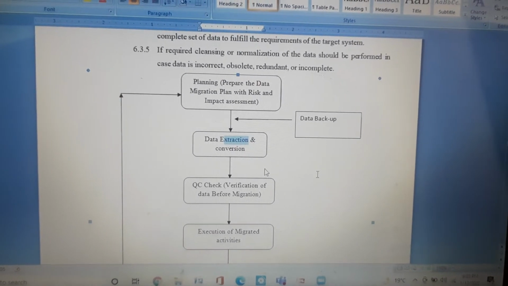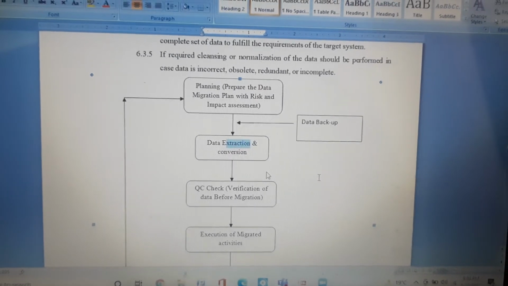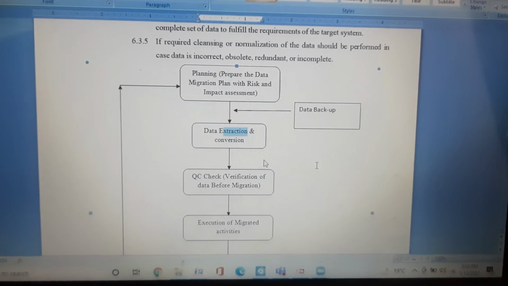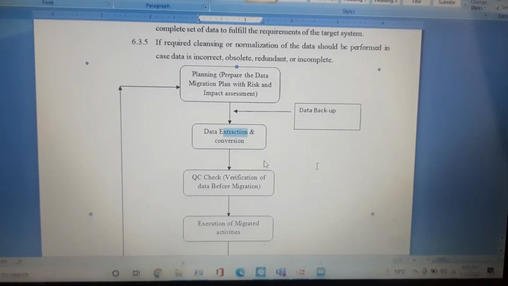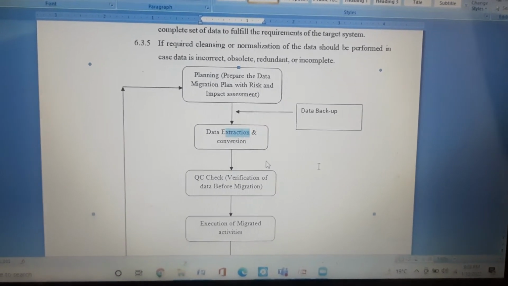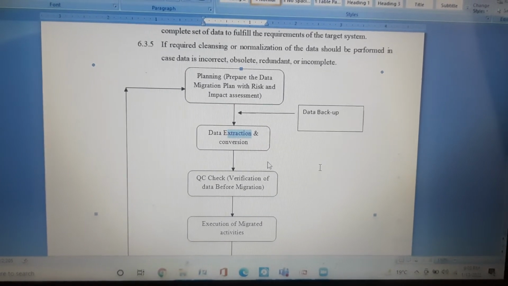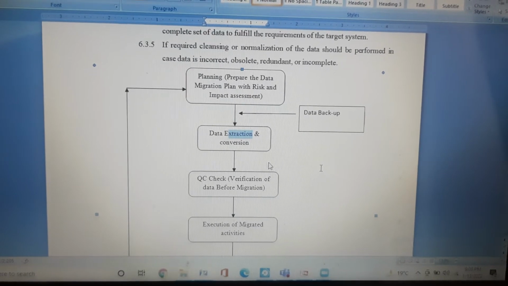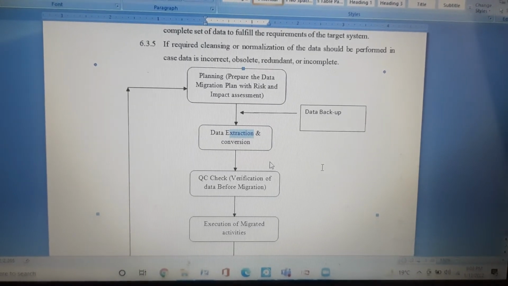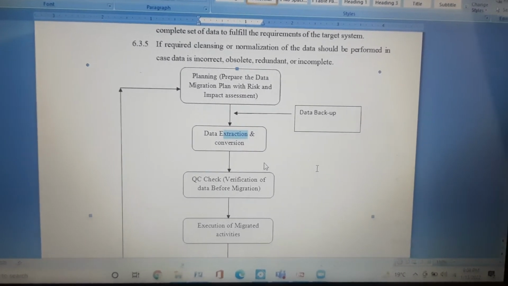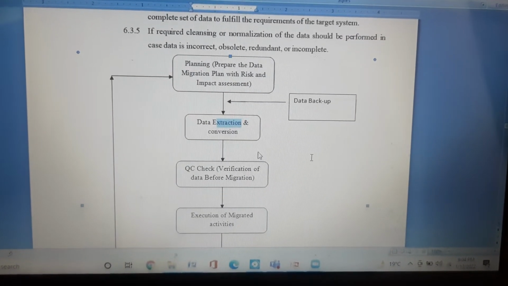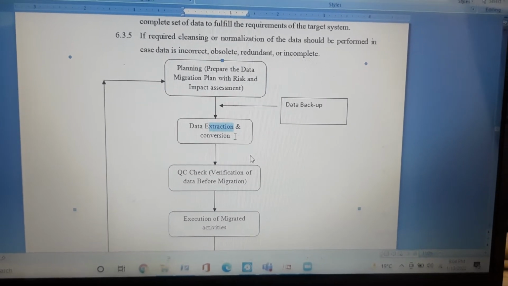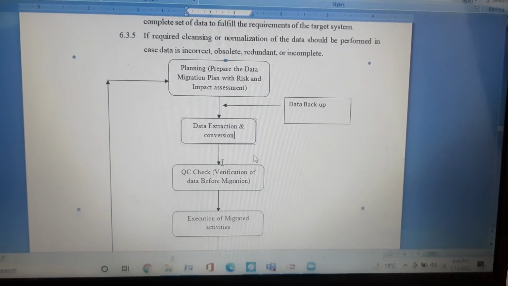Then conversion. Sometimes there is a need to convert data from one format to another format, because we are going to implement a new system or new technology, and this new technology does not support the older format. Then there is a need to convert the old format into the new format. So this is called the data extraction and conversion. Wherever it is applicable, we have to apply data extraction and conversion.